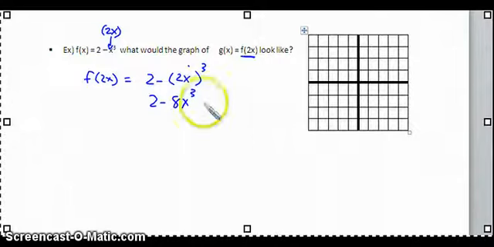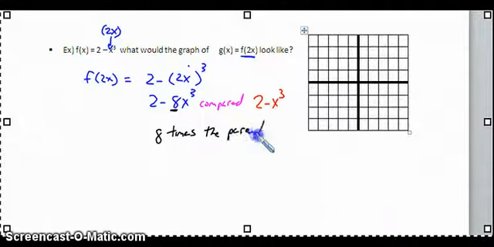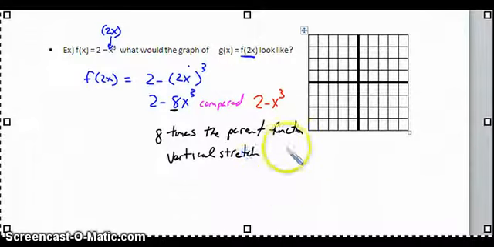So if I'm comparing that to 2 minus x cubed, the only difference that I notice is there's an 8 times the parent function, and my parent function here is just being multiplied by a 1. So I'm doing 8 times the parent function. So when I multiply the parent function by a number that's greater than 1, then what's going to happen is my graph is going to get stretched vertically. So this should be a vertical stretch. Let's check to see if that actually worked out with the two graphs.